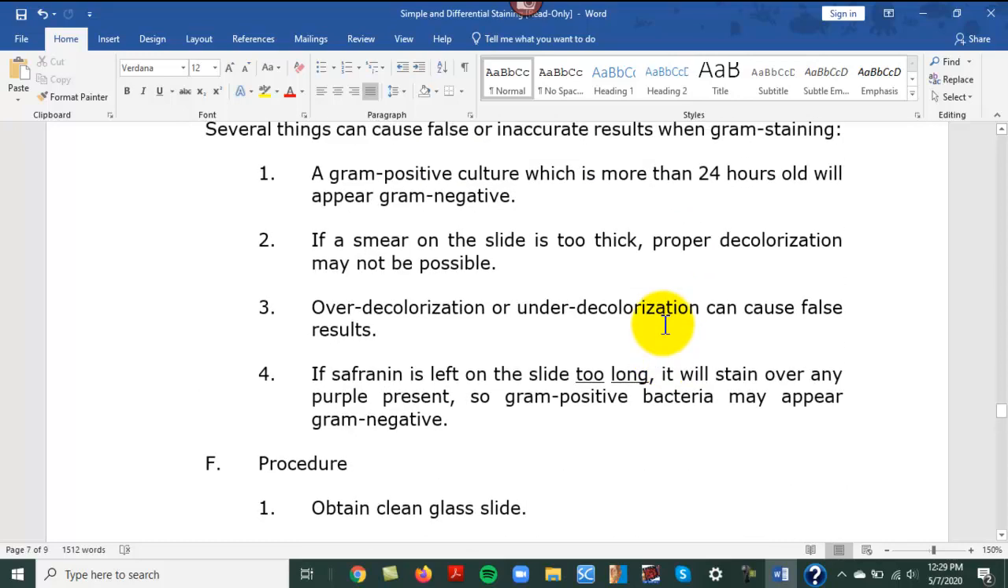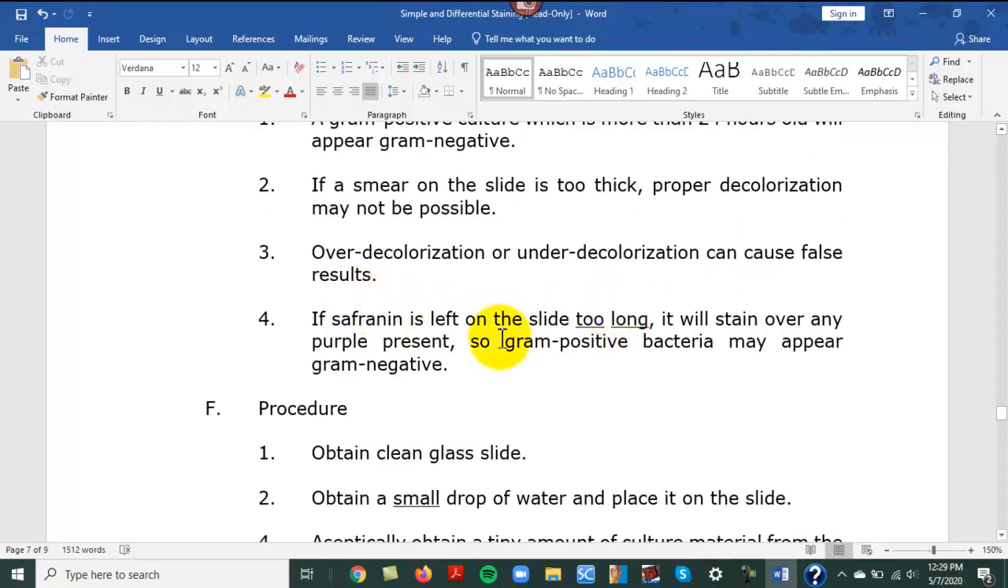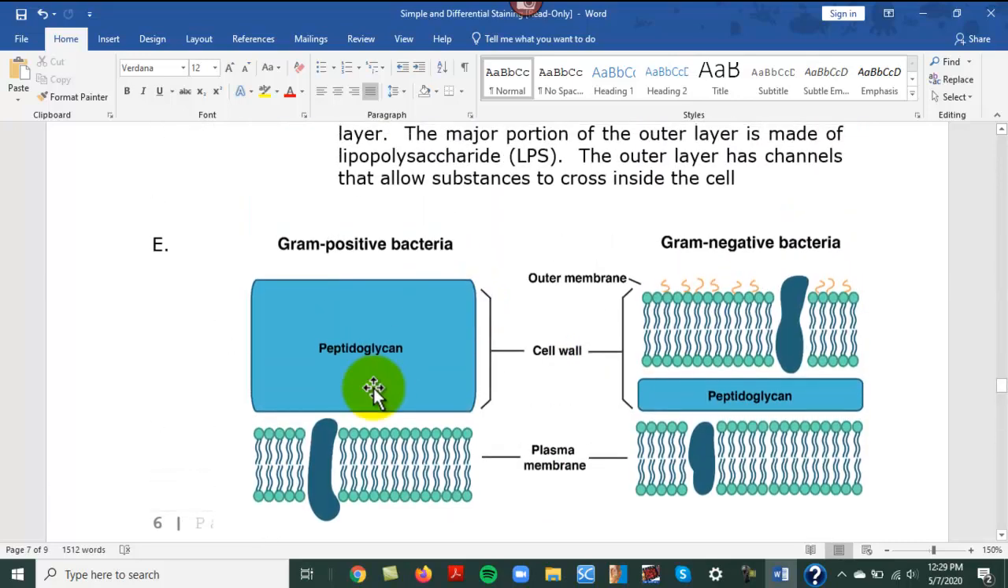A couple of things that can cause a false positive. If your culture's too old, they have to be 24 hours, newly dividing cells. If your smear is too thick, it can't be decolorized. If you over or under decolorize, you don't want to leave it on there too long or do it too little. Or if you leave the counter stain on there too long. You're only supposed to leave it 30 seconds. If you leave it there for an hour, gram positives will eventually stain red because that dye will eventually work its way into the cell.